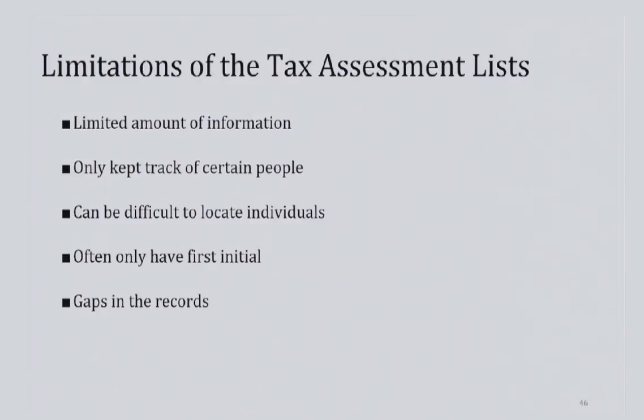Even if you know for sure that the person you are researching did one of those things, if you do not know exactly where that person lives, it can still be hard to find them on the list. Adding to that, the list will often only use someone's first initial with their surname, and you may find that there are gaps in these records.